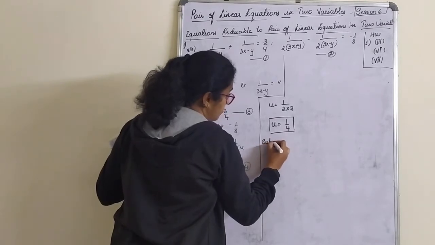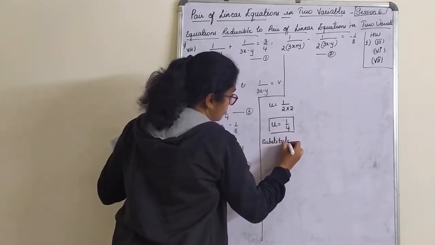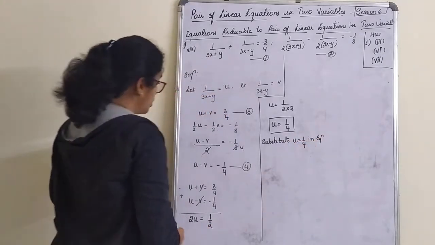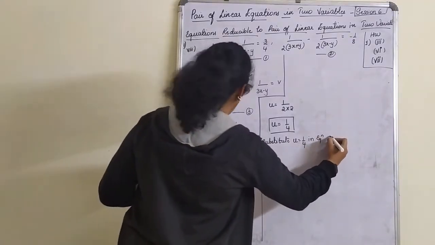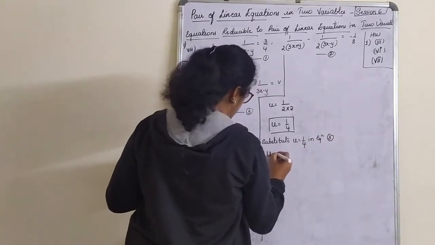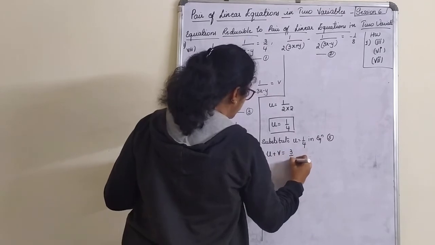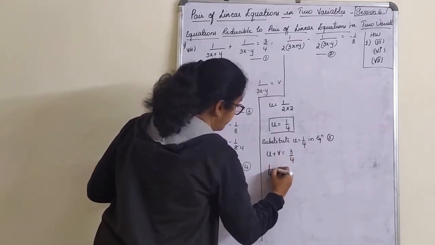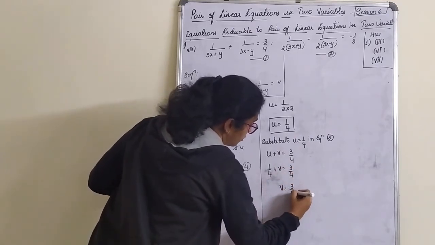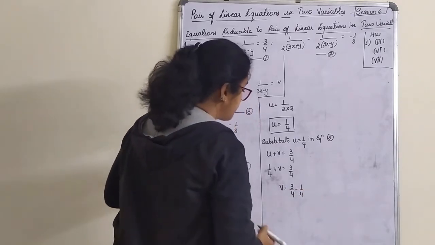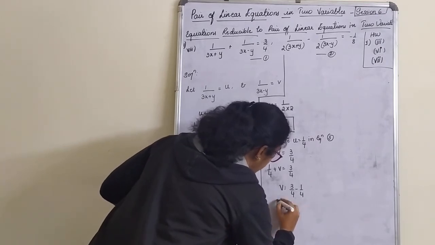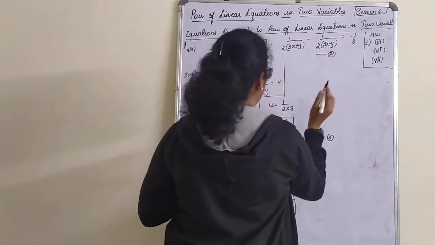Substitute u is equal to 1 by 4 in an equation. Which equation would you like to do that in? In equation 3, or okay, any equation. In equation 3, u plus v is equal to 3/4. So u is 1/4 plus v is equal to 3/4. v is equal to 3/4 minus 1/4. So 3/4 minus 1/4 is half. Now v is half, right?